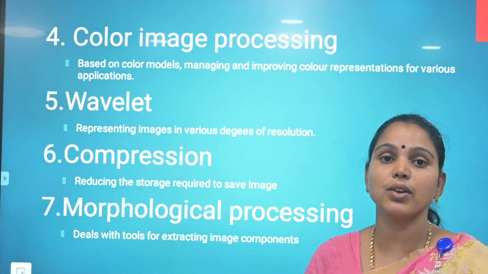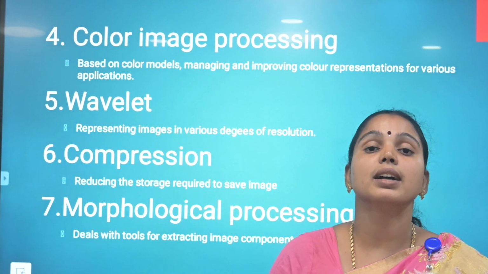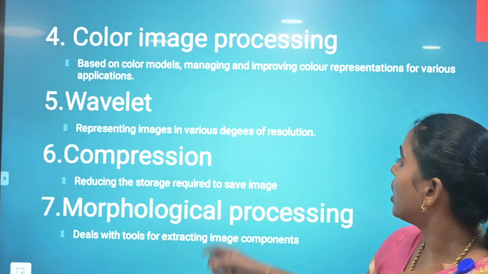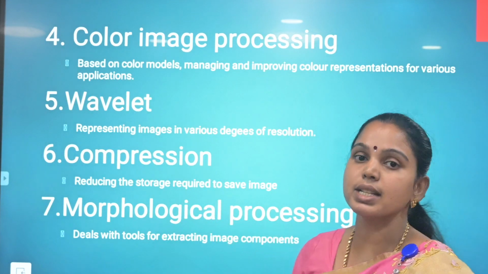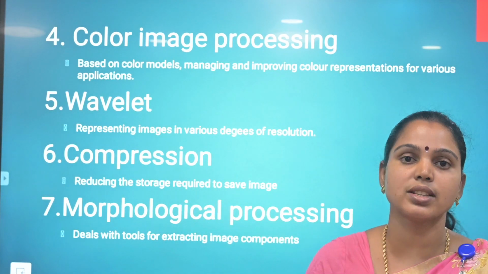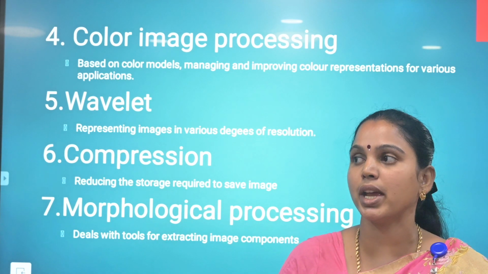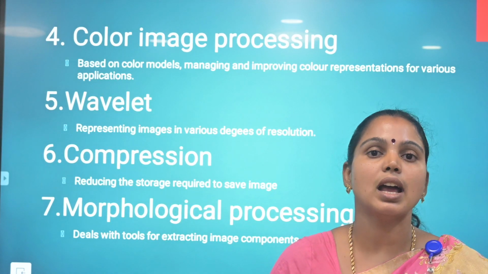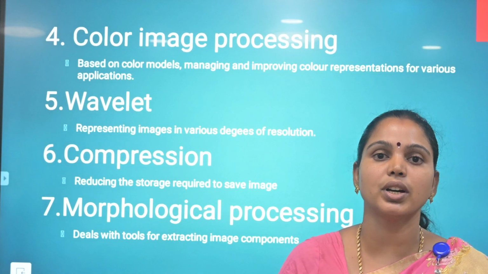And the next one is wavelet. Wavelet represents the resolution of the particular image. Resolution means the number of pixels used to represent the image. So we can increase the resolution to provide better quality. And the next one is compression. Compression focuses upon the storage space used for the image. We have to reduce the storage of the image for better improvements. There are a lot of formats, JPEG, GIF. Depending upon the format, we have to reduce the storage of the image.